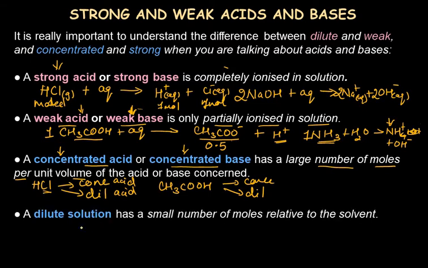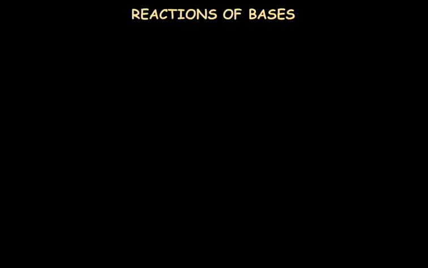So in this case, we can say that the dilute solution has a very small number of moles relative to the solvent. So in a dilute solution, most of it is the solvent itself, because the dissolved molecules, that is the solute molecules of acid or base, are present in a very small amount, and that makes the solution dilute. Now let's start with the reactions of bases.